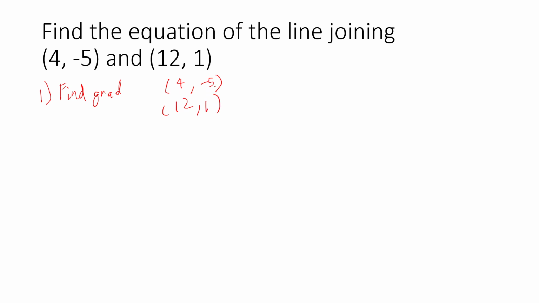So, I will take -5 minus 1 divided by 4 minus 12. And my answer will be -6 over -8. And I will get 3 over 4. So now that I have found the gradient, very good. We need to find c by subbing x and y.